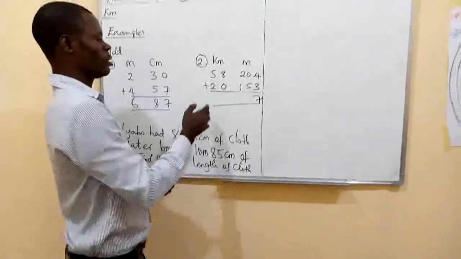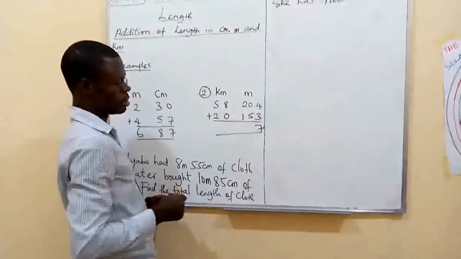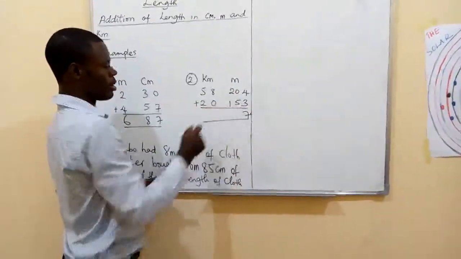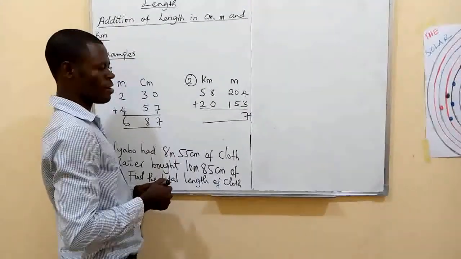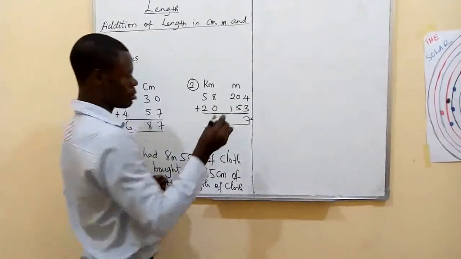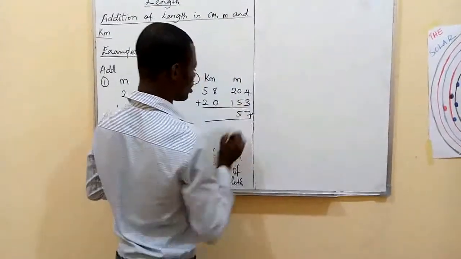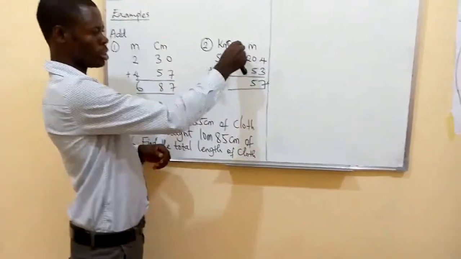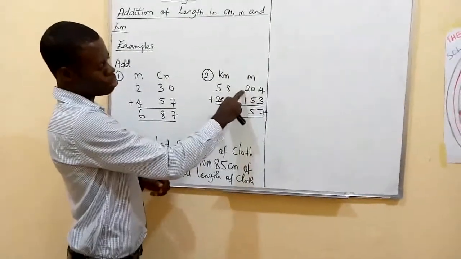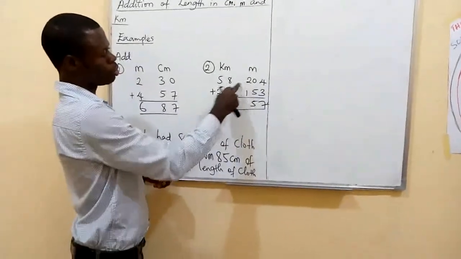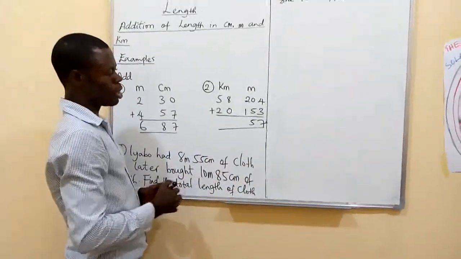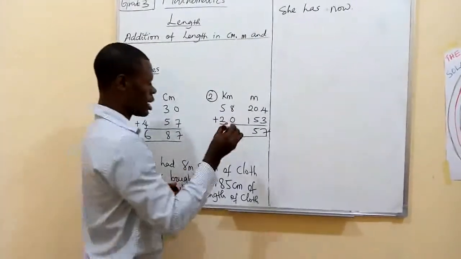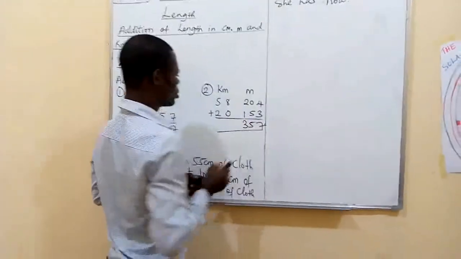You also have the next column here, that is the tens column: 0 plus 5. 0 plus 5 is 5. Any number plus 0 is that number, or 0 plus any number is that number. Good. Let's proceed to the next column, which is the hundreds column. We have here 2 plus 1. Go to your rough work, count 2, count 1, and add them together, and your answer will be 3.